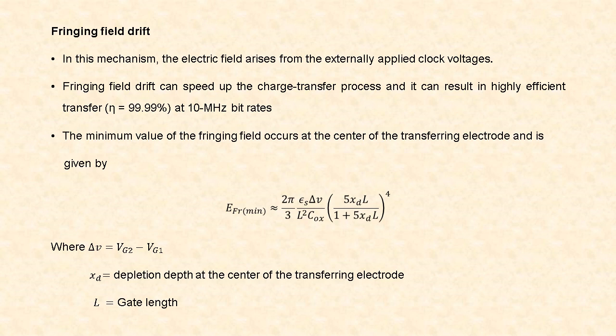Next is fringing field drift. In this mechanism, the electric field arises from externally applied clocked voltages.